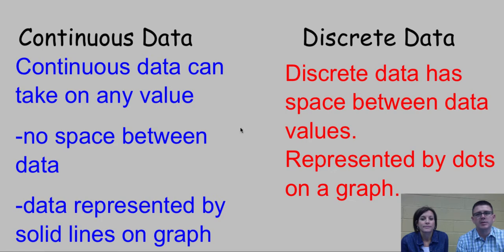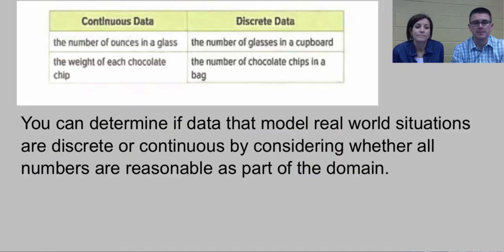Discrete data has space between the data values, so they're going to be represented by dots, so there might not be something that exists in between them. So think days of the week, Monday, Tuesday. There's nothing in between a Monday or a Tuesday. Those are discrete pieces of information. They're all separate from each other. We won't connect those with a line since there's nothing in between those points.